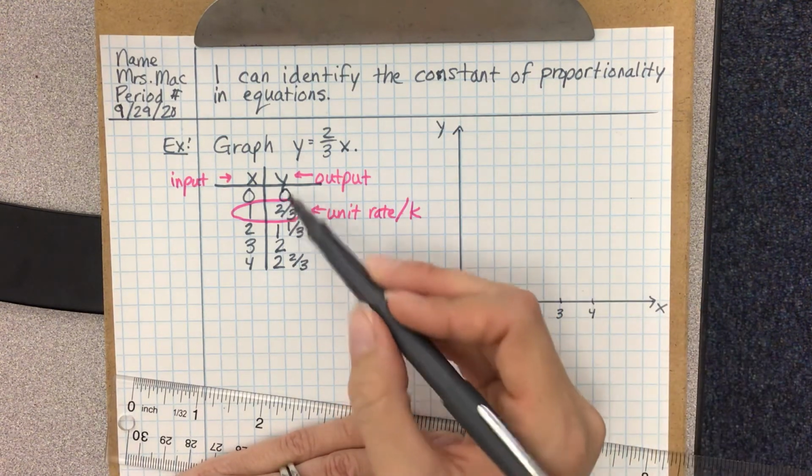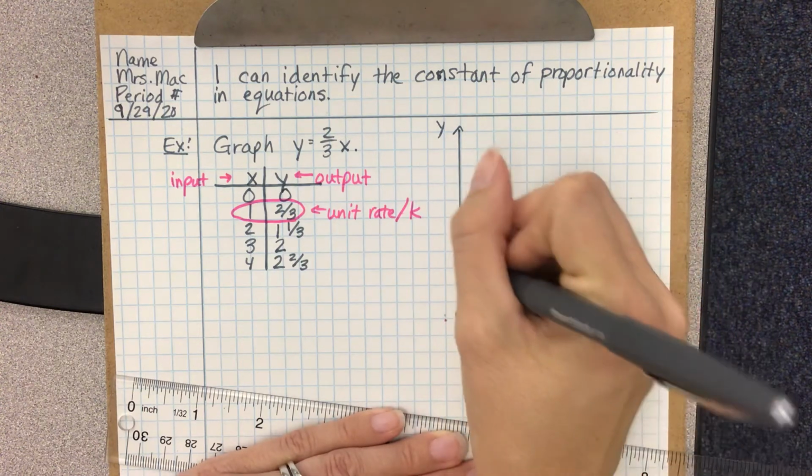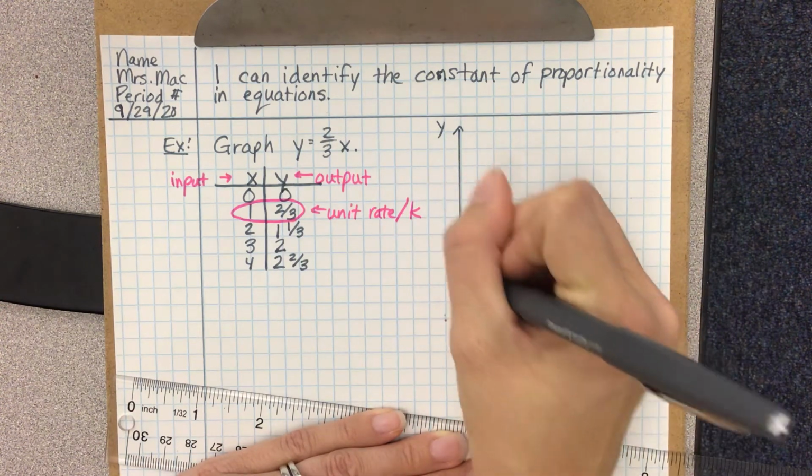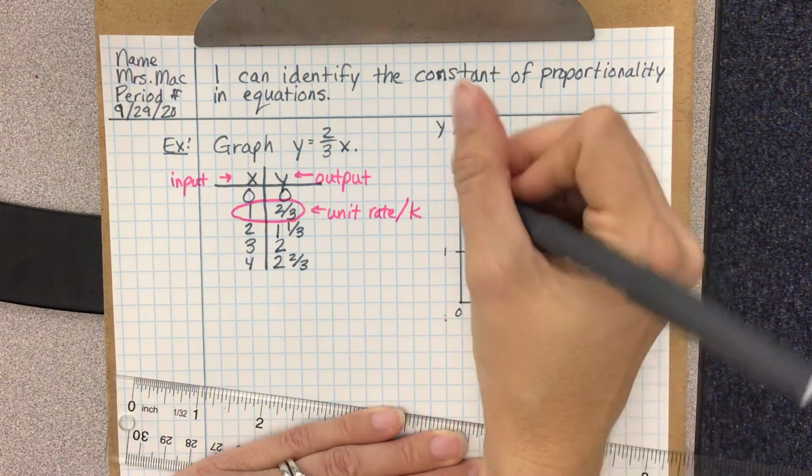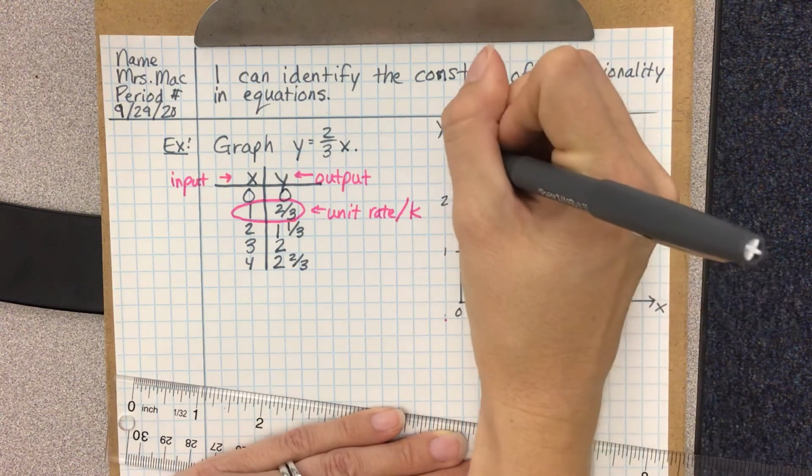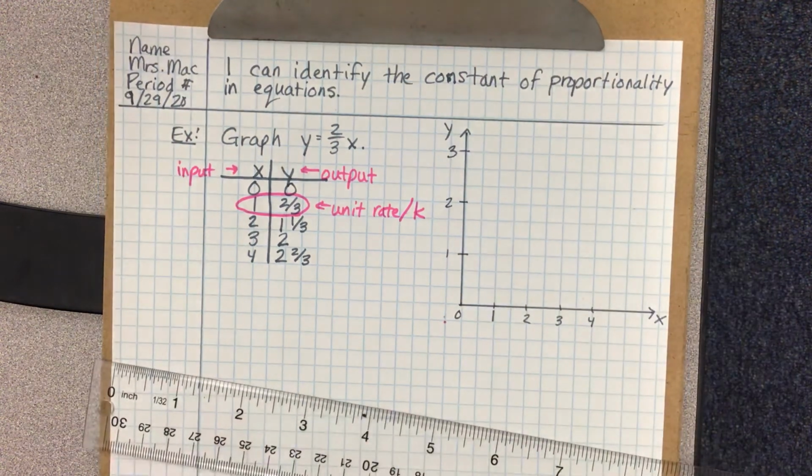And then I can see that I'm getting thirds out. So what I'm going to do is actually count by thirds here. So this is 1/3, 2/3, 1. So this will be 2, and this will be 3.